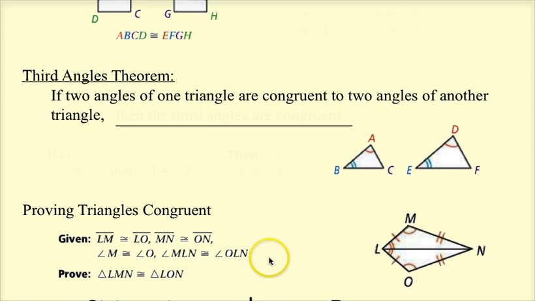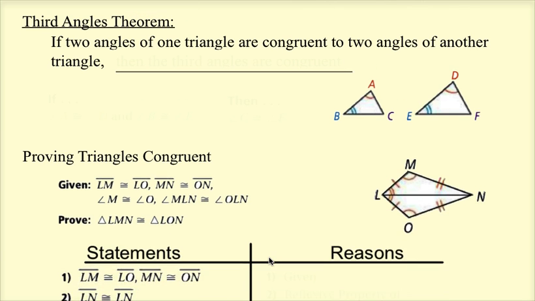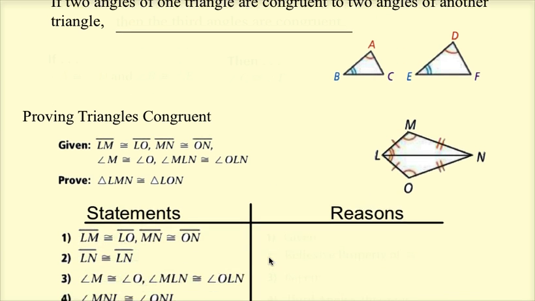So remember, when we're starting with a proof here, we have our statements on the left and our reasons on the right. So I have my statements actually all listed. You're going to just fill in the reasons. I have LM is congruent to LO, MN is congruent to ON. Now this is just listing the sides, and the angles are listed in statement 3. You can list these all together in one statement because they're all given. Okay, so I have my two sides.